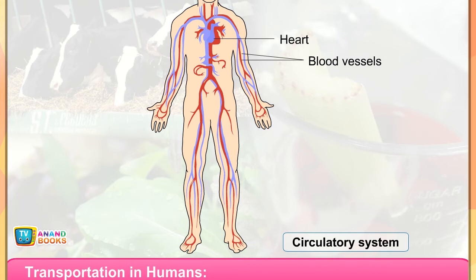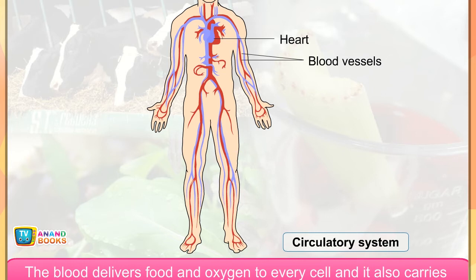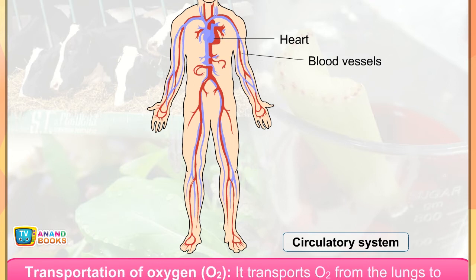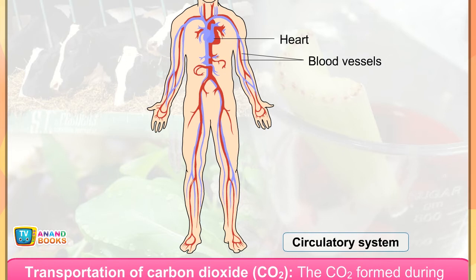Transportation in humans. In humans, transportation is carried out by the circulatory system. The blood delivers food and oxygen to every cell, and it also carries wastes away. Functions of the circulatory system. Transportation of oxygen, O2. It transports O2 from the lungs to each cell for respiration. Transportation of carbon dioxide, CO2. The CO2 formed during respiration is breathed out through the lungs. Transportation of food. It transports the food absorbed by the intestine to each cell.